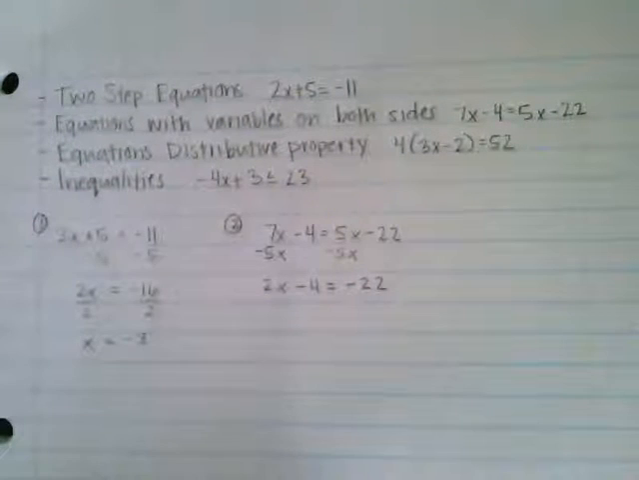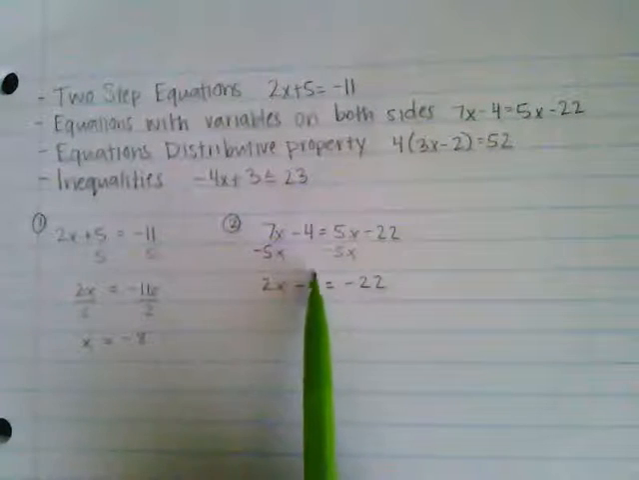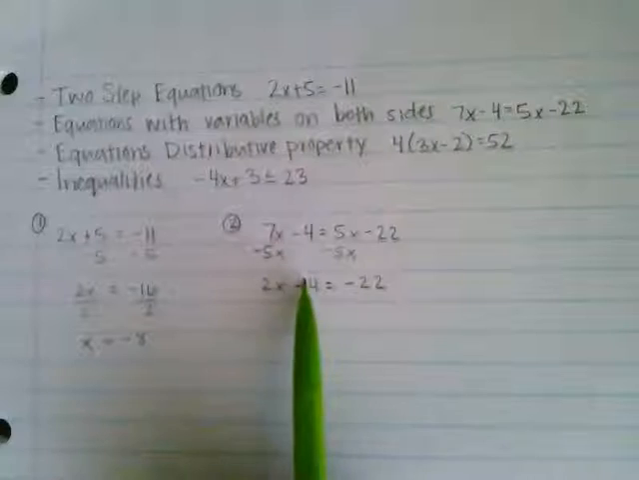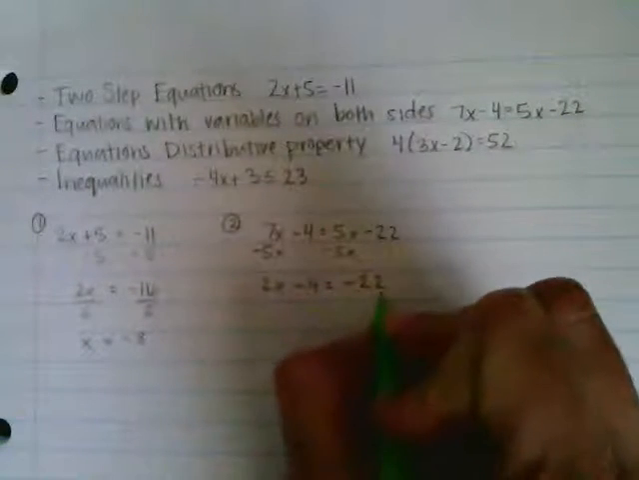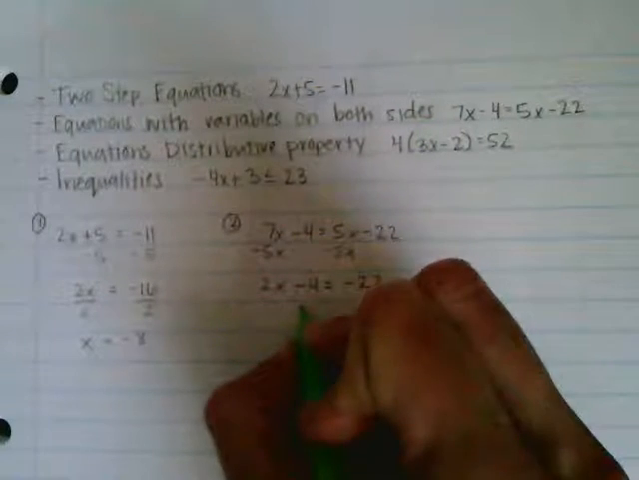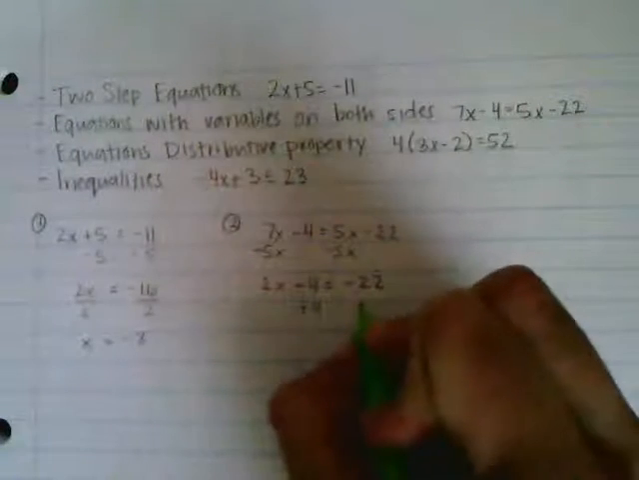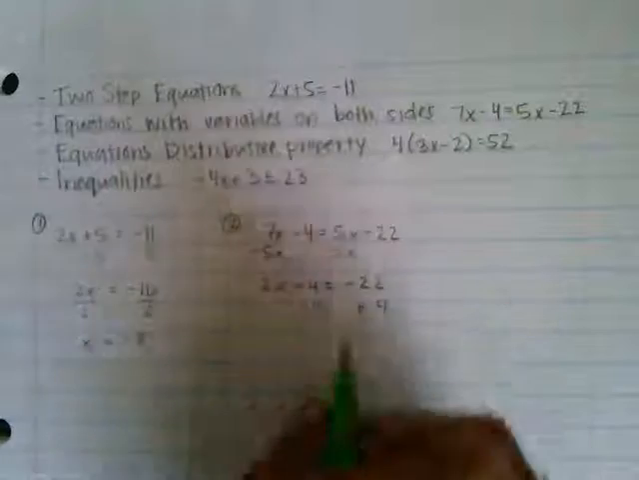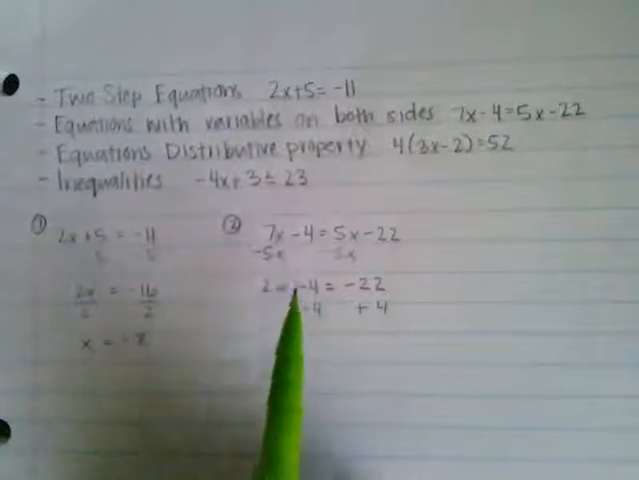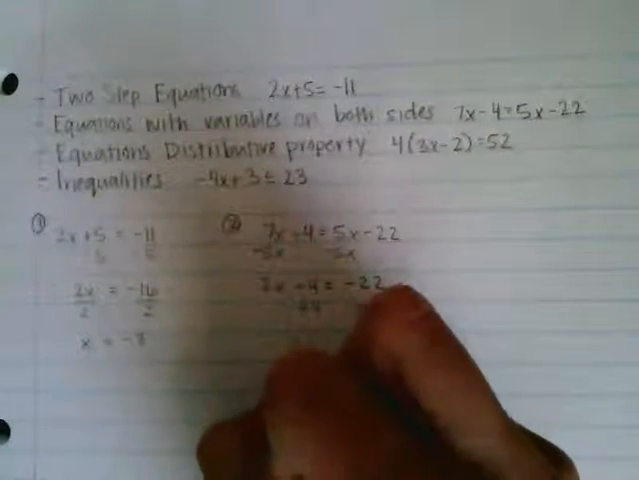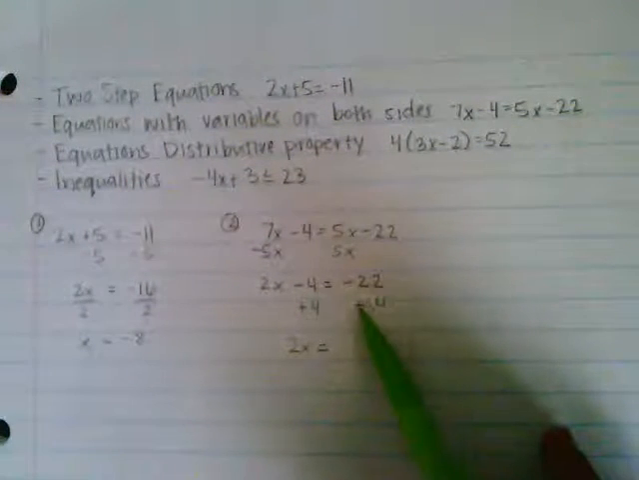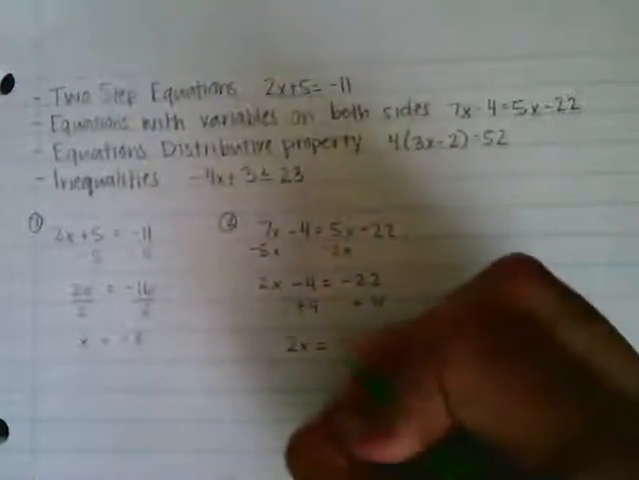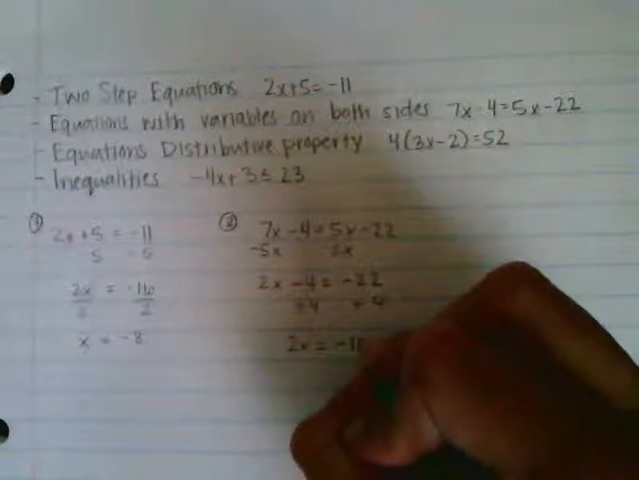So now what I'm going to do is move over our constant over here onto the other side so that we can have all our numbers on the same side. So we've got plus 4 on one side and plus 4 on the other. I'm trying to move this over and have that equal 0 on this side. So now I have 2x equals negative 22 plus 4, which is negative 18.